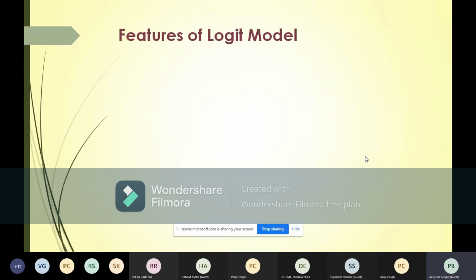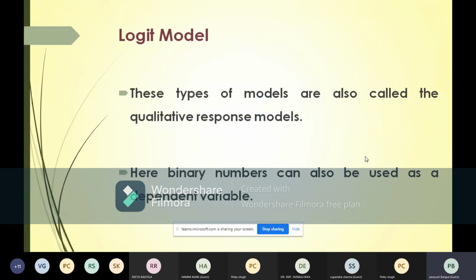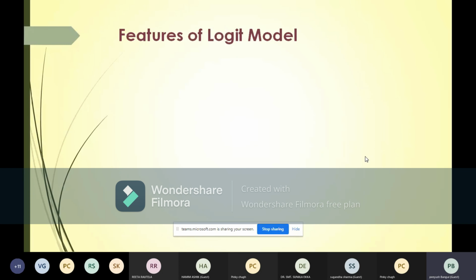Now the features of the Logit model. The first one: the probability lies between 0 and 1. When we are interpreting any results, the probability will always come between 0 and 1. There is very little chance that the probability goes negative. The probability generally lies between 0 and 1.